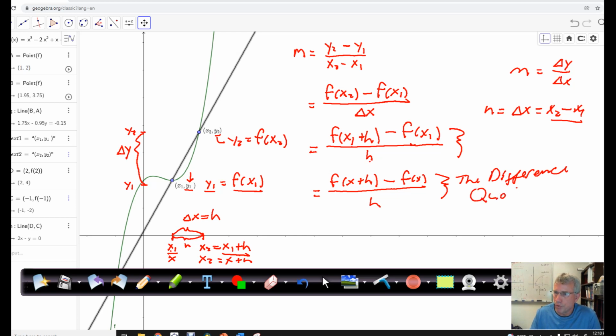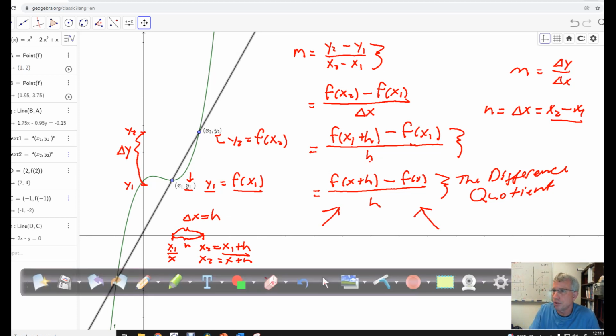And the key is to recognize that the difference quotient is just a different way of calculating the slope of a secant line through a series of symbolic manipulations. This is the slope of the secant line. This is the slope of the secant line. But it turns out that this way of representing the slope of a secant line is going to be conducive to finding slopes of tangent lines.